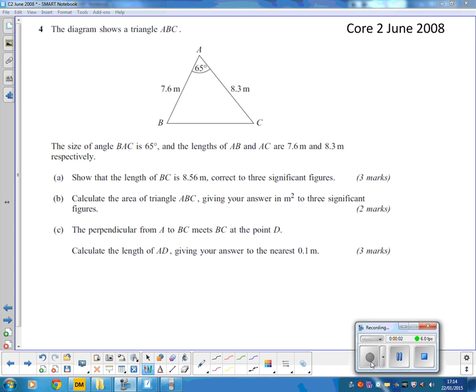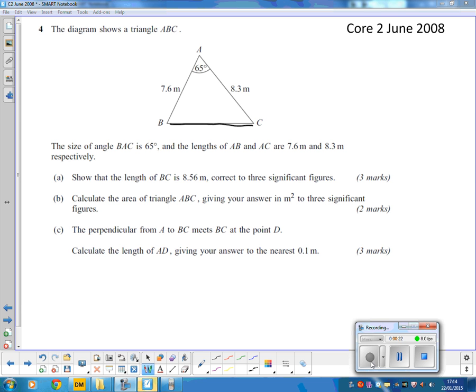Question 4, so we've definitely got a triangle question this time. It's worth noting that this is in degrees, so we've had our calculator in radians for the previous questions, and now we need to make sure it's back into degrees. So the first bit is we want to show the length of BC, so this side here, is 8.56.